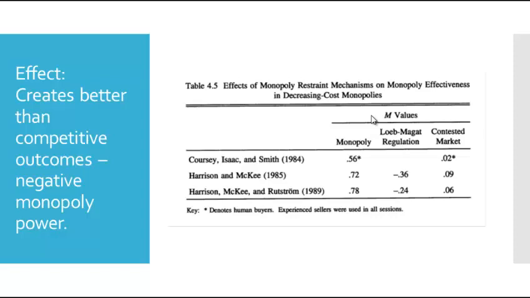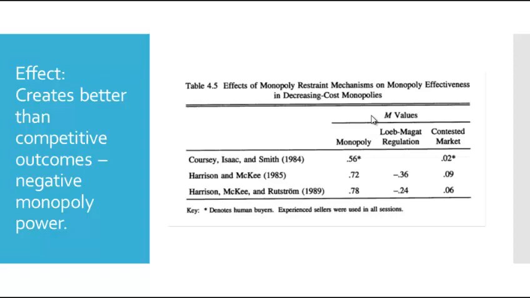So what happens in experiments? Well, in these different experiments, the Loeb-Magat regulation creates better than competitive outcomes. You have negative monopoly power, and so people overexpand production because they get lots of subsidies.